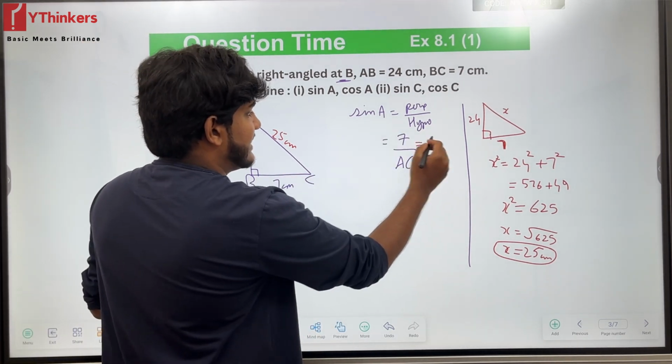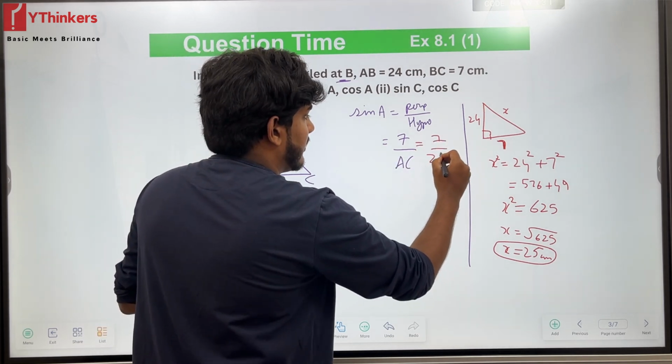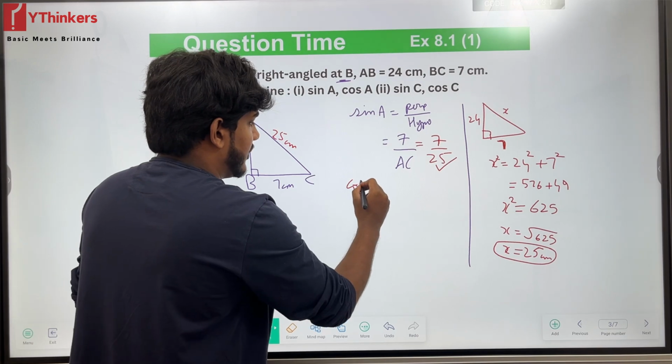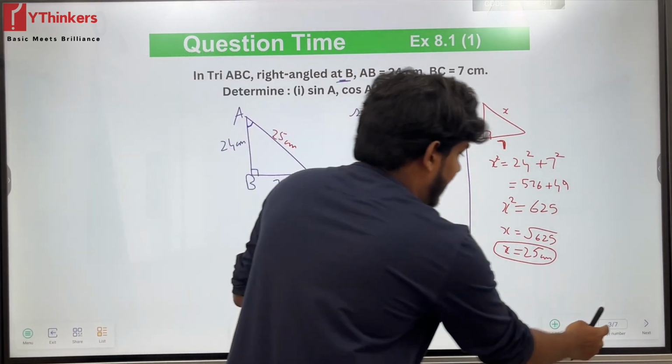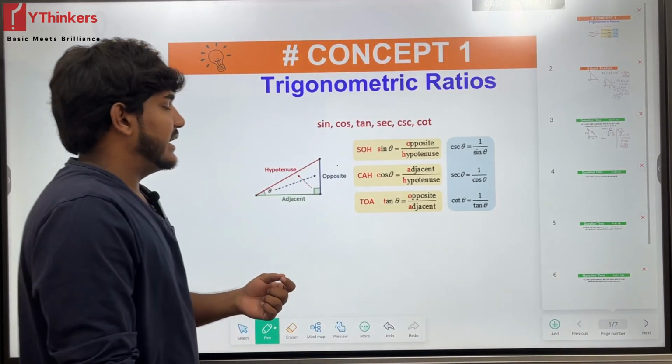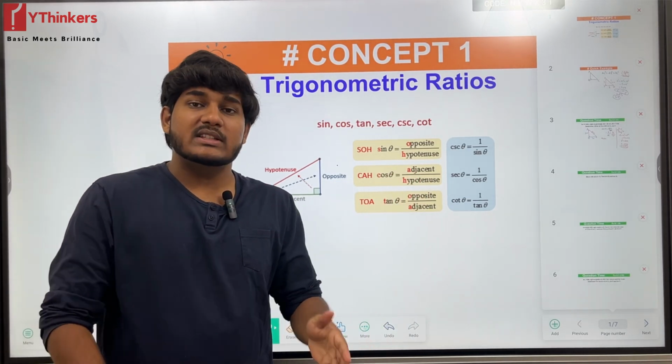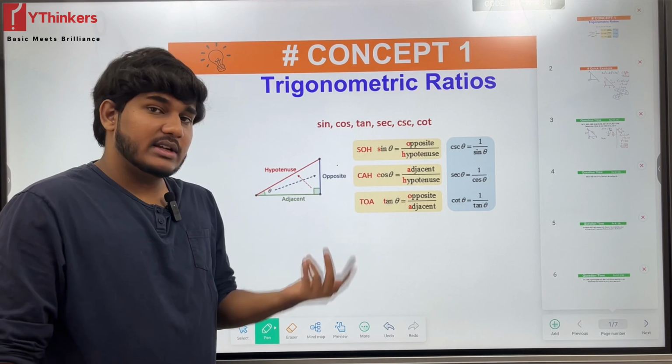Sin A was 7 by AC. We have got 7 by 25. So sin A is done. Okay. Now let's look at cos A. We know the formula of cos A. I had promised you I'll take you back to the slide. Cos theta formula was adjacent by hypotenuse, or many people call it base by hypotenuse, adjacent or base.